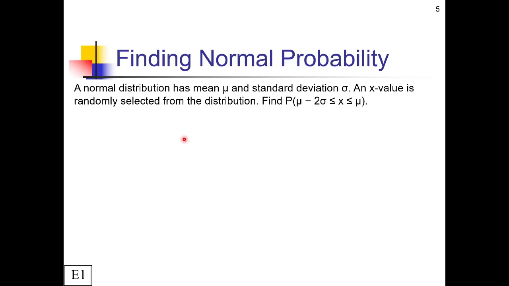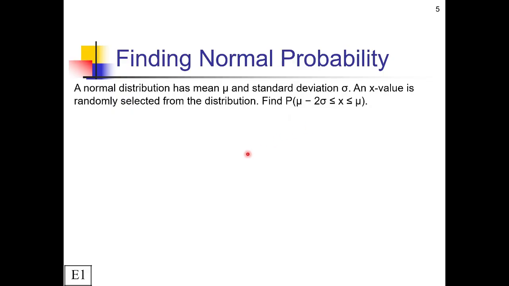So let's do a quick example involving this type of probability reasoning. We're told a normal distribution has a mean of mu and a standard deviation of sigma. So they're just giving us a general situation here. They haven't defined real specific numbers for those. And they're telling us that an x value is randomly selected from the distribution. Find the probability that our x value is between mu minus 2 sigma and mu.